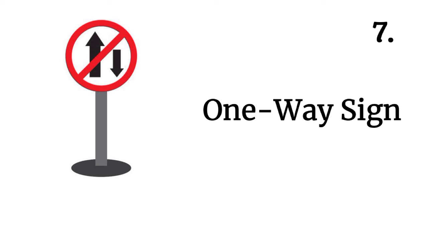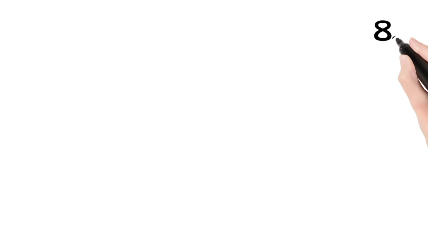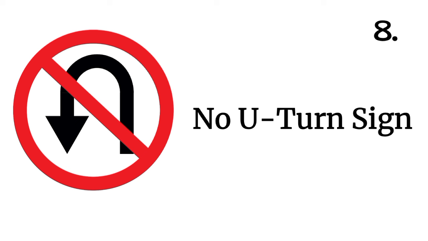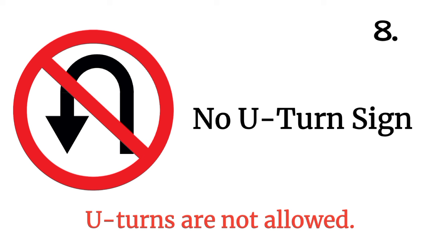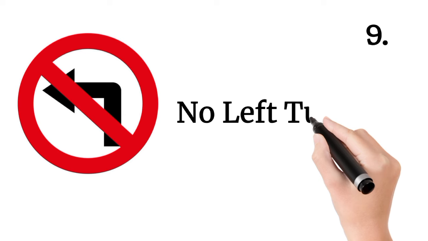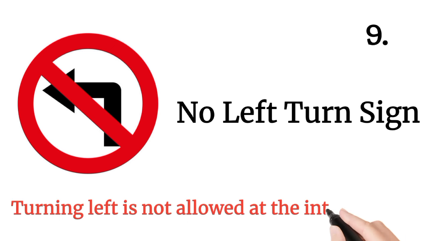One-way sign. Indicates traffic is allowed to move in one direction only. No U-turn sign. U-turns are not allowed. No left turn sign. Turning left is not allowed at the intersection.